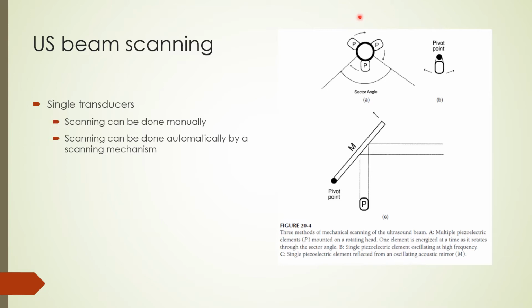Several methods for mechanical scanning are shown in the figure on this slide. The scanning technique that uses an automatic scanning mechanism for the transducer is referred to as mechanical sector scanning and is shown on this image, which is the top left image. And the other scanning methods involve reflecting the ultrasound beam off an oscillating mirror, as in the bottom image C, or using a single transducer oscillating at high frequency, as in this top right image B. For multi-crystal or multi-element transducers, scanning is achieved electronically, as we shall see next.